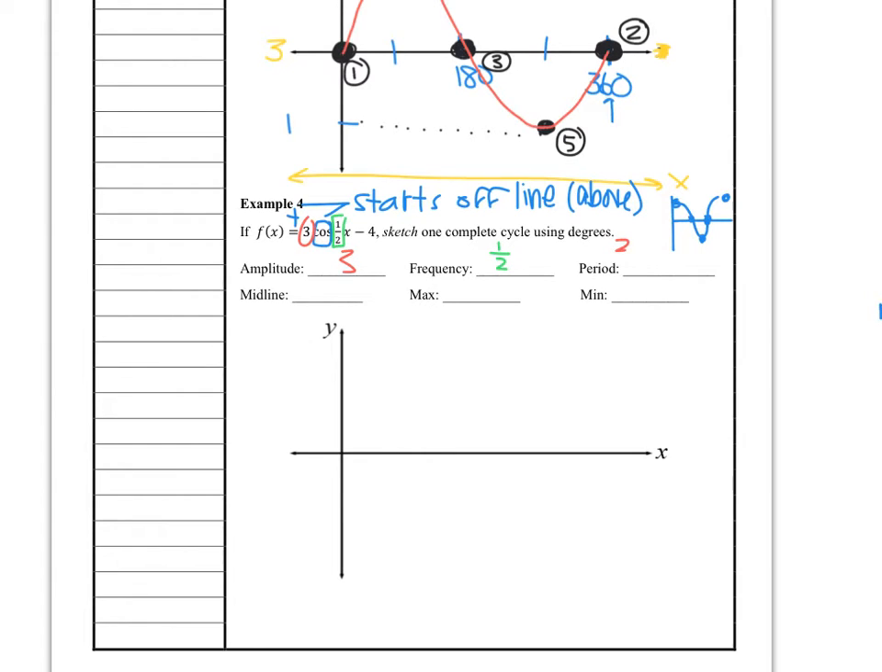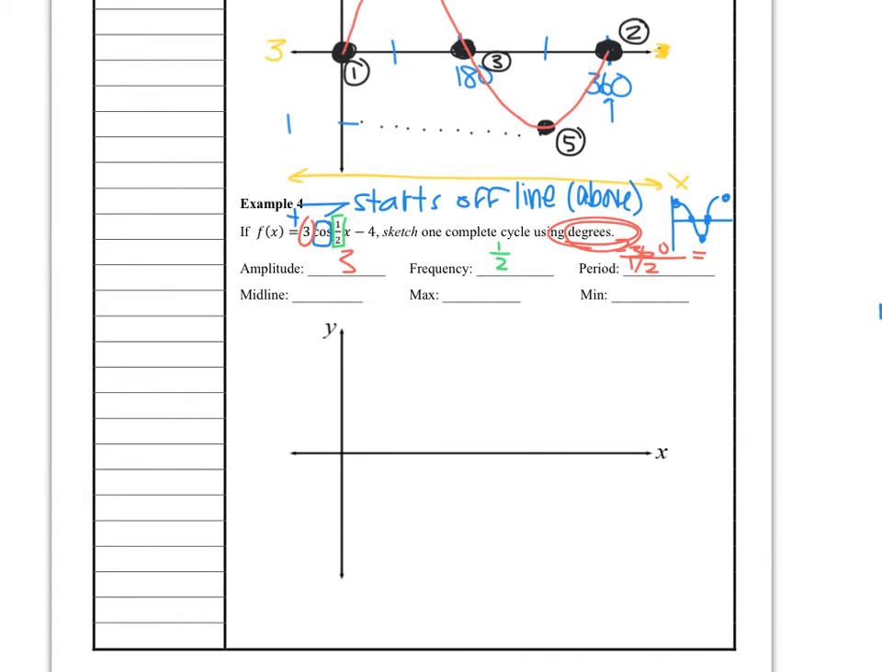Nope, I'm lying to you. We're using degrees here, friends. You always got to make sure you check that first. So degrees means we're using 360. 360 over frequency, 1/2.